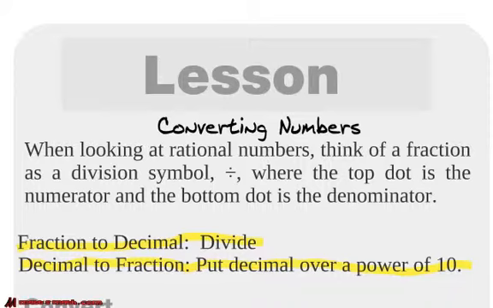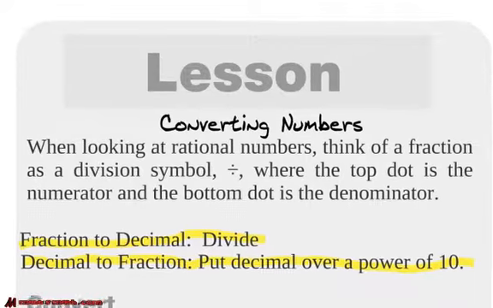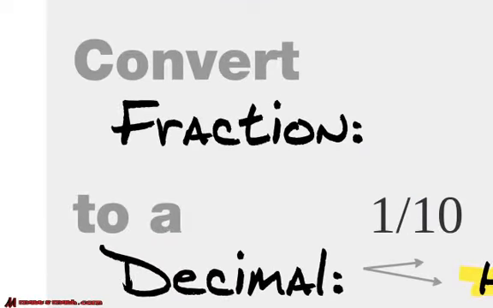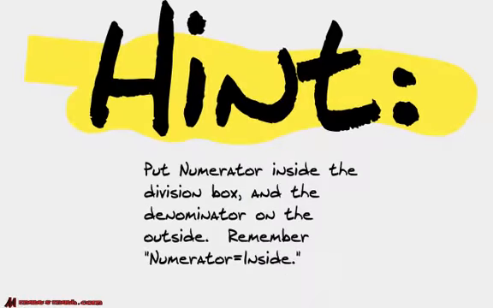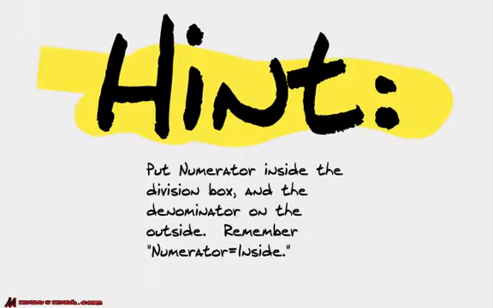And then, of course, you're going to simplify. You're going to always simplify your fractions. You always want to do that, okay? Never forget that. So let's do this. Let's convert a fraction to a decimal. This one's kind of easy. Well, we got to put the numerator inside the division box and then the denominator on the outside. Remember this, numerator inside. Both have that N sound at the beginning, okay?